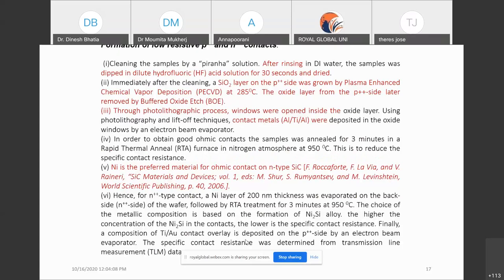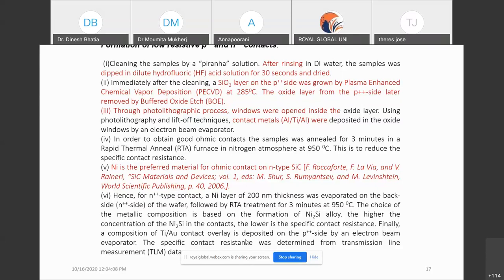Now, the formation of the resistive P+ and N contacts is also very vital, because we all know that when we are going for the development of high power devices, the loss of power at the semiconductor-metallic contact should be low. So what we have done, we have adopted the Piranha solution technique, then DI water, and the sample was dipped in dilute hydrochloric acid for 30 seconds, and after that dried. And immediately after the cleaning, the SiO2 layer on the P++ side was grown by the plasma enhanced PECVD technique, and the temperature was optimized at 285 degrees centigrade.